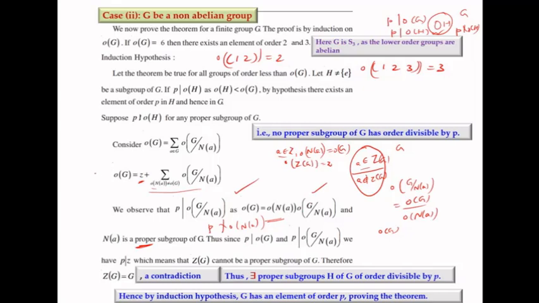Now since P divides the order of G, and P divides the order of G mod n of A for each A satisfying this, P divides the whole lot. So P divides this, and so P must divide Z. So this means that P divides the order of Z of G. So this means that Z of G cannot be a proper subgroup of G. So if Z of G is not a proper subgroup of G, it means Z of G should be the whole of G. But in this case, we conclude that G is abelian.